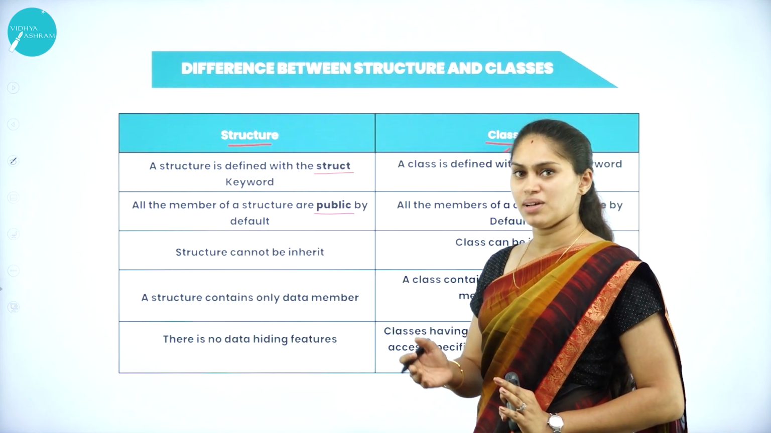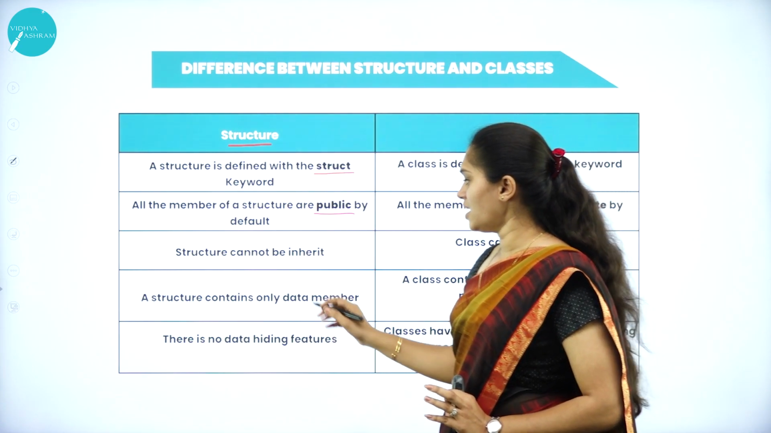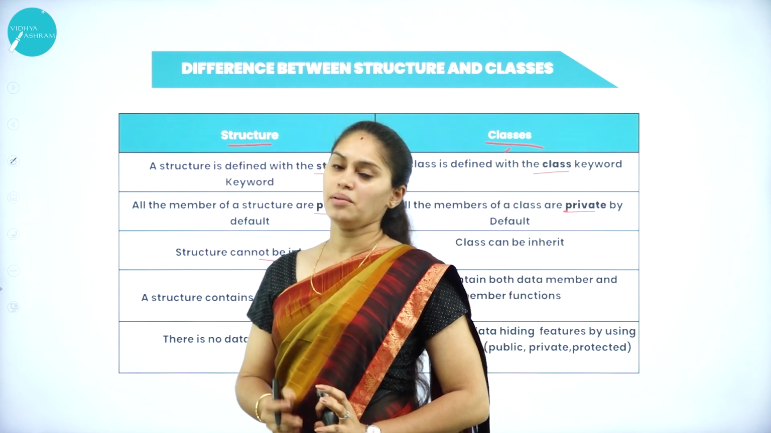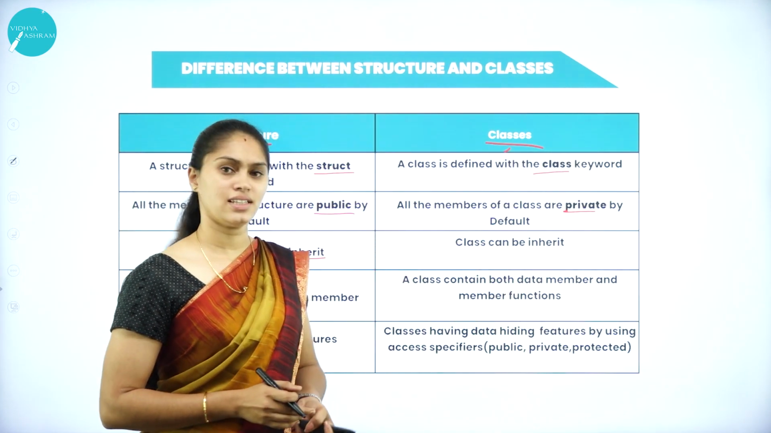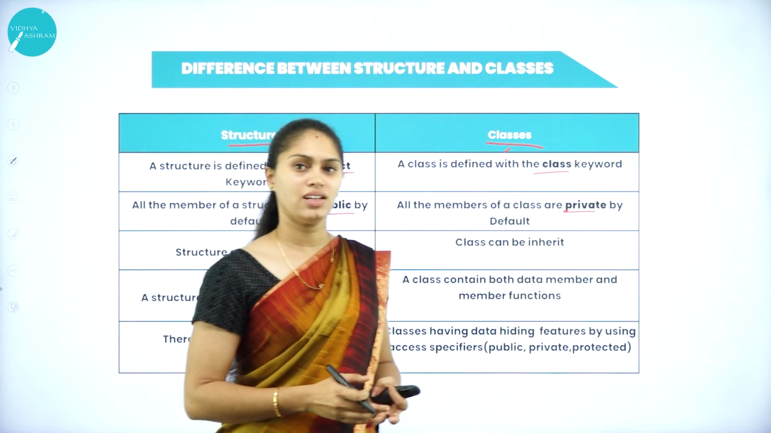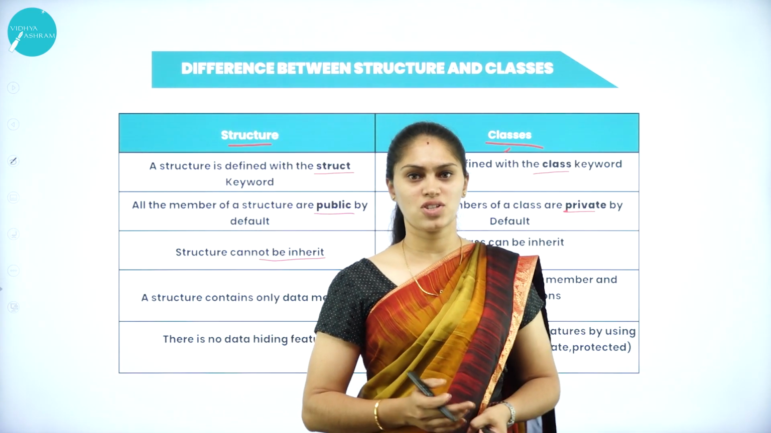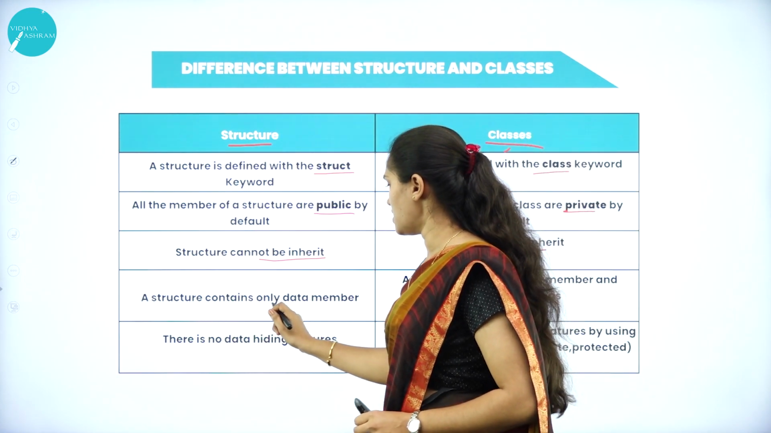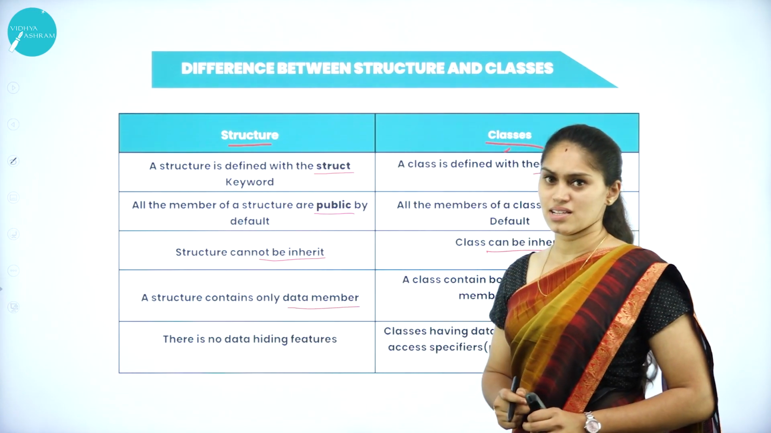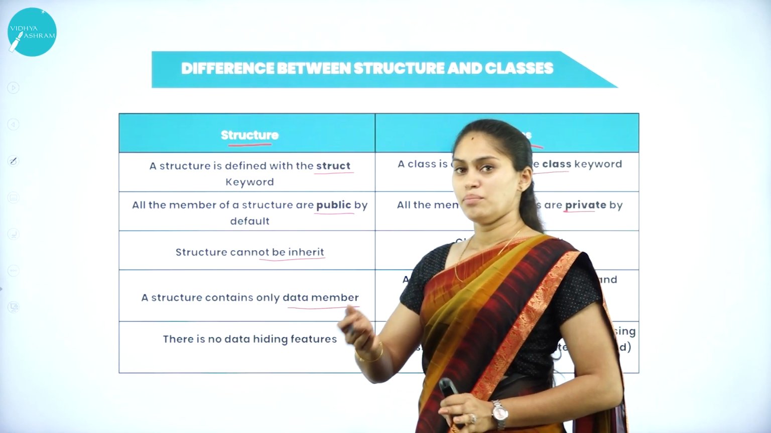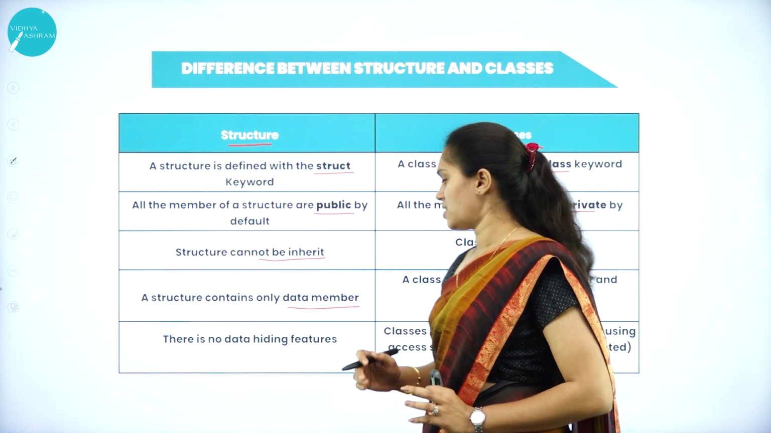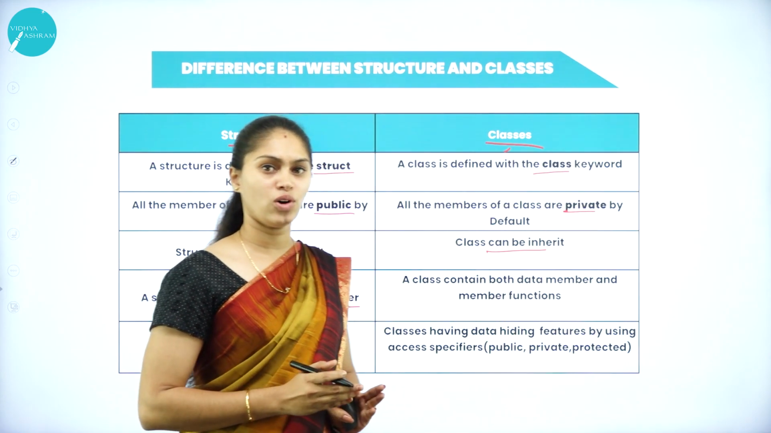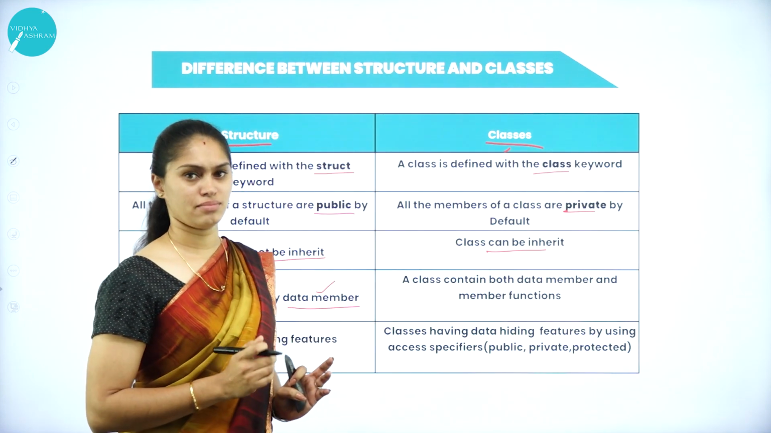In classes, all the members are private by default, and a structure cannot be inherited. We cannot inherit the structure concept, but in classes we can inherit the features. That means we can have a replica of the data members and member functions in another class. So that is inheritance. A structure contains only data members. So a structure does not have member functions, it contains only data members. But in classes, we have both data members as well as member functions.